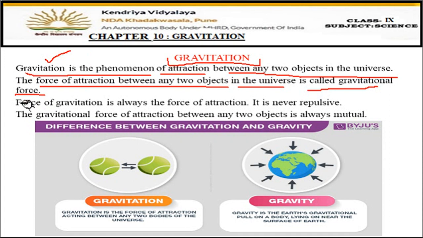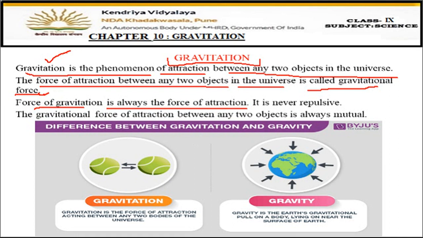There is a difference between gravity and gravitation, remember. Here we are not taking the name of the earth. When it is related to the earth, then we use the word gravity. But when it is gravitation or gravitational force, it means the force of attraction between any two objects. It can be between a stone and an apple. It can be between the moon and the sun, right? So if there is a force of attraction between any two objects of the universe, that is called the gravitational force.